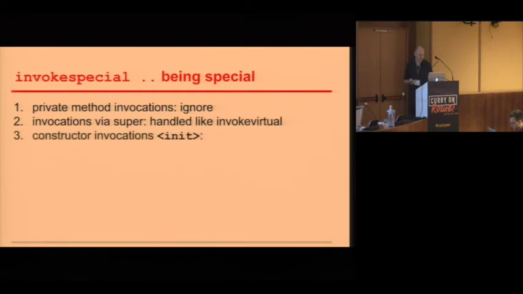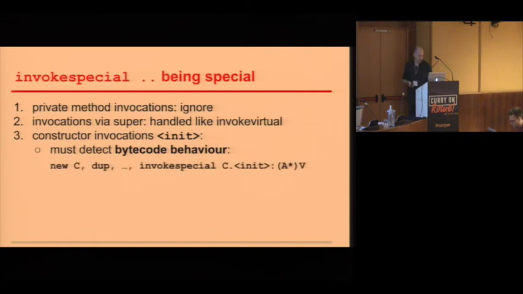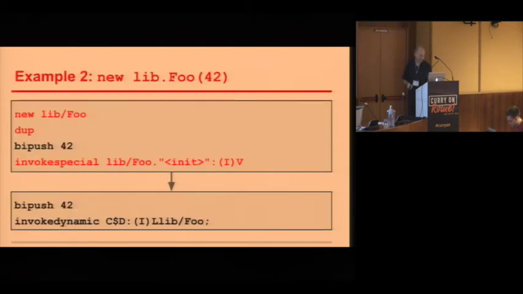Invocations via super, we can just handle like invoke virtual. For constructor invocations, which show up in bytecode as invocations of a method with this magic name in it, we must detect a so-called bytecode behavior. Here, for instance, if we call a constructor of a class C with a certain parameter, we call a new instruction to create a new object, then we duplicate the reference on the stack, then we call the constructor code that consumes one copy from the stack, but then another copy has to be there to assign it to a variable. That's why you have to duplicate this. So basically, we have to replace this by a single Invokedynamic and recognize this pattern and generate an instruction that looks like this. And that is possible, and we are doing this.